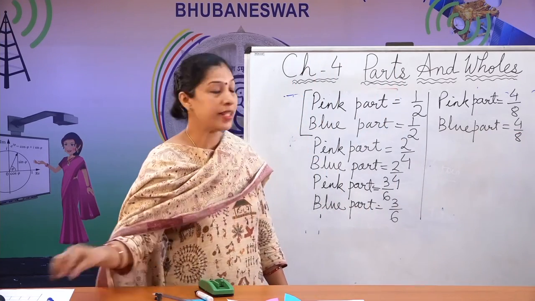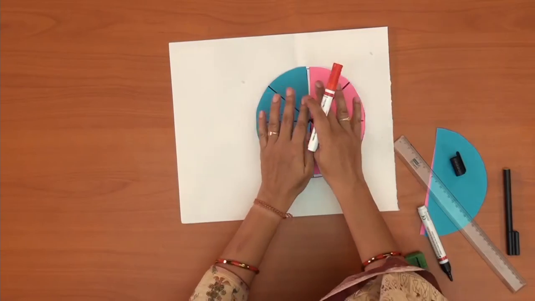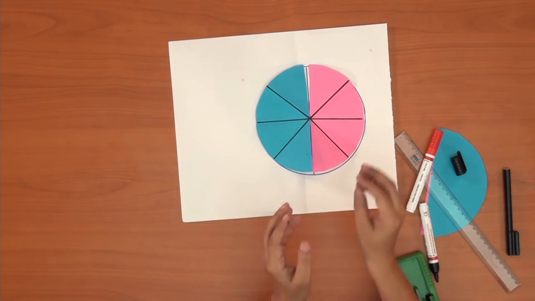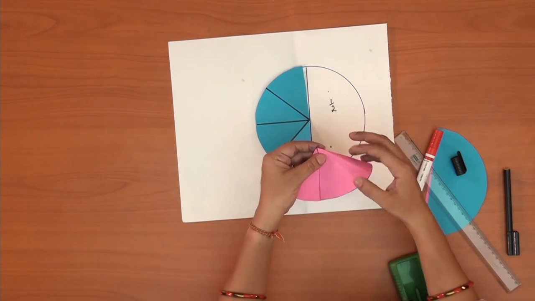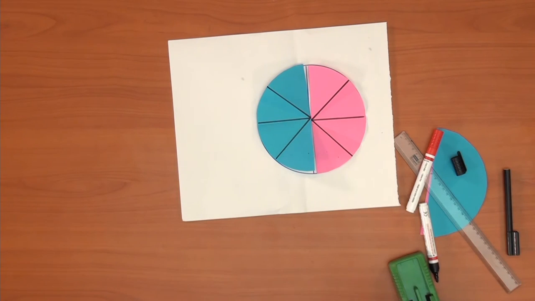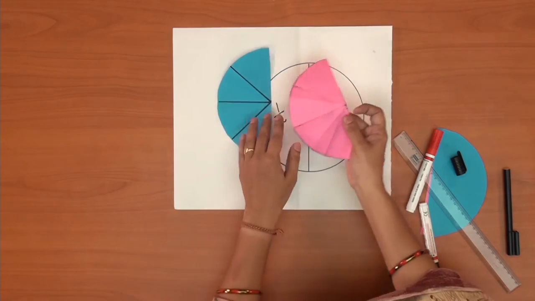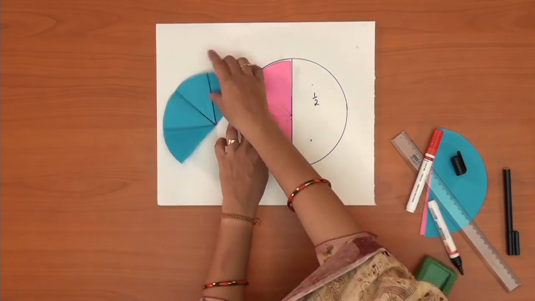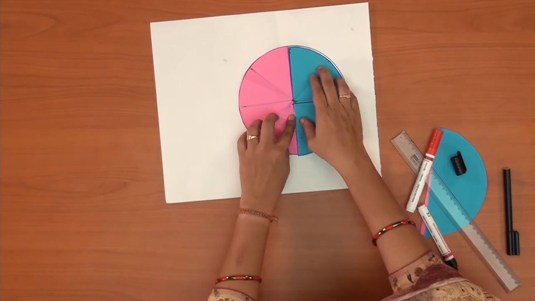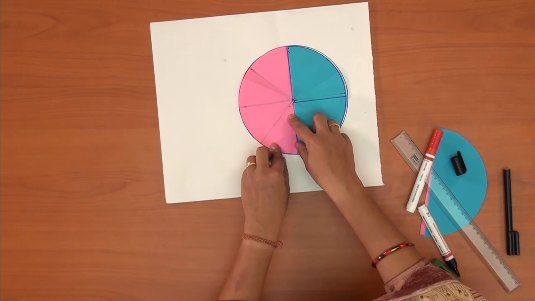Now let's see these numbers. Have I changed anything? Have I colored or done anything? No. I have just changed the circle into different parts, but the pink remains the same. If you just fold it back, you just do like this. This is the pink part. This is without any division. So what do you see? Half and half, isn't it? Half part blue and half part pink.